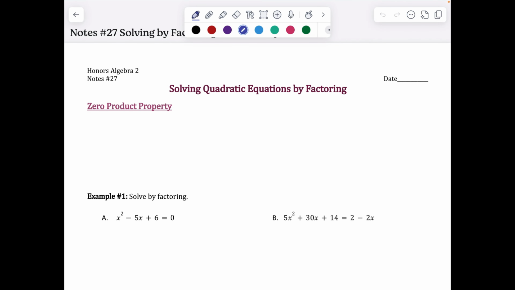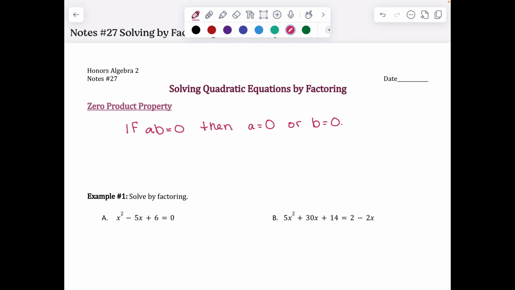Okay, so today we are working on solving quadratic equations by factoring. We're going to start with the zero product property. That property says that if AB is equal to 0, then A is equal to 0 or B is equal to 0. This is one of those very straightforward properties.